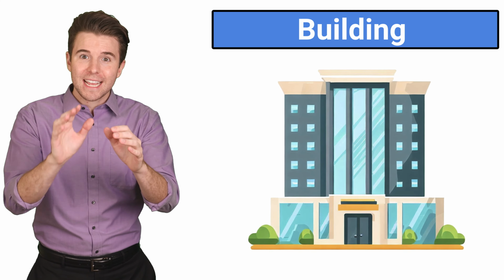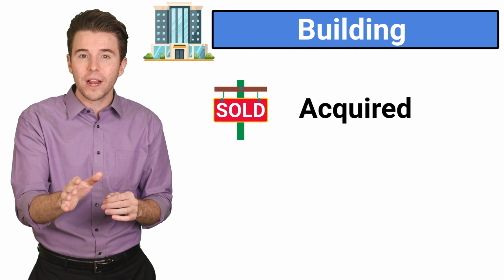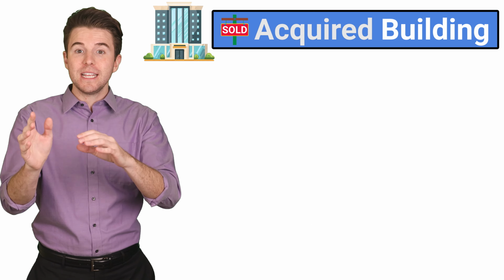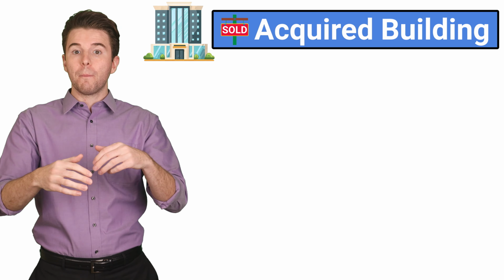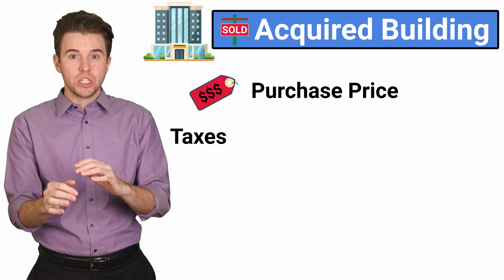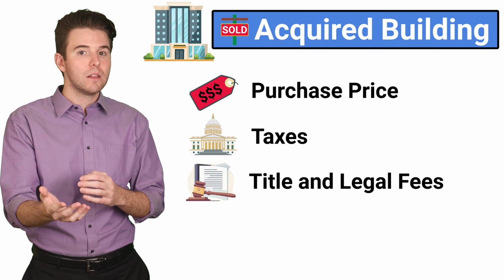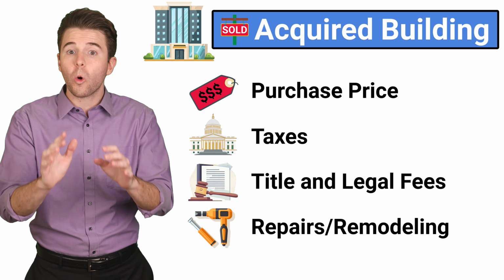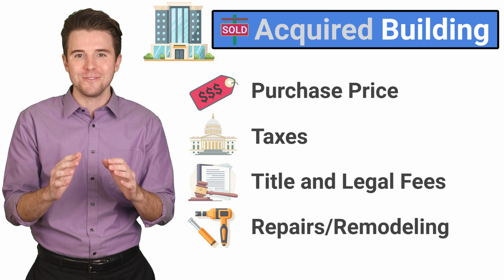A building consists of the costs of acquiring or building a building. An acquired building's costs include the price of the building and any associated taxes, title, or lawyer fees. It can also include any needed repairs or remodeling to make it ready for use.